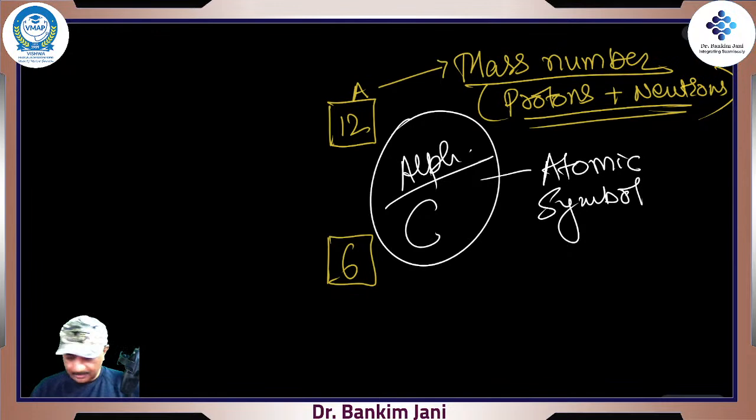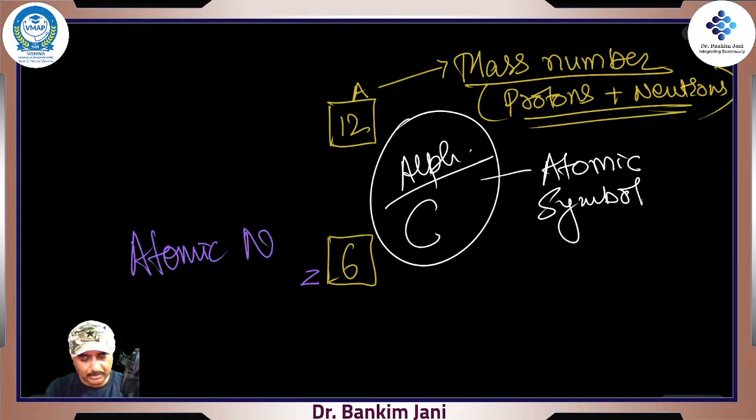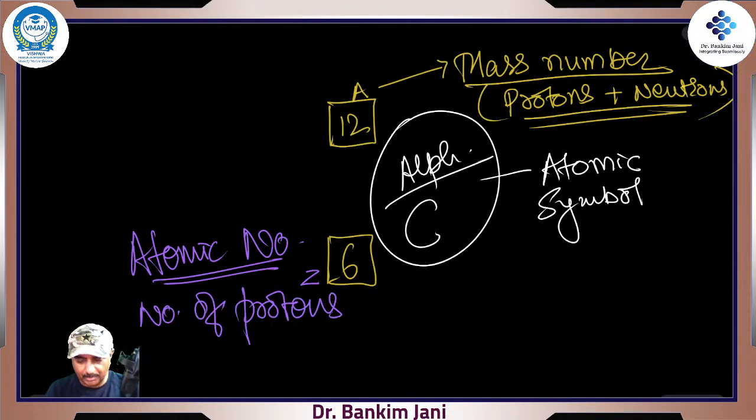The number at the lower side is represented by Z, and that is called the atomic number. This number represents how many protons are inside, so it is the number of protons. So when we say 12, 6, and this is carbon, we know that carbon has 6 protons and 12 total, that is protons plus neutrons. We can subtract the atomic number from this and know how many neutrons are in carbon. In this case, 6. But that thing keeps on changing.